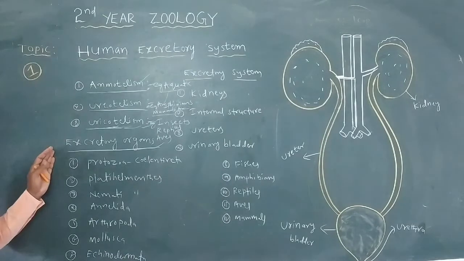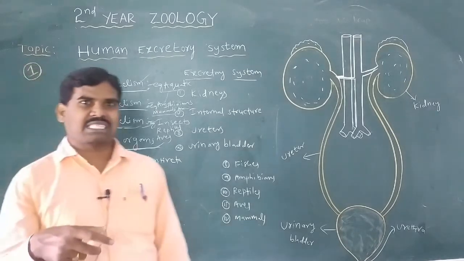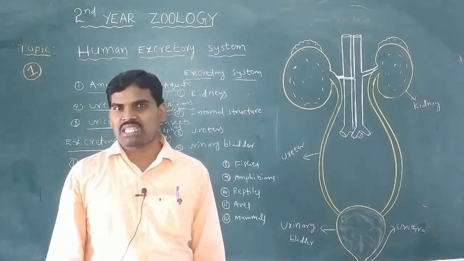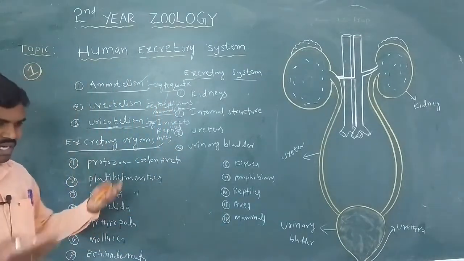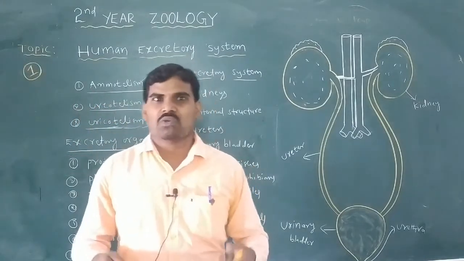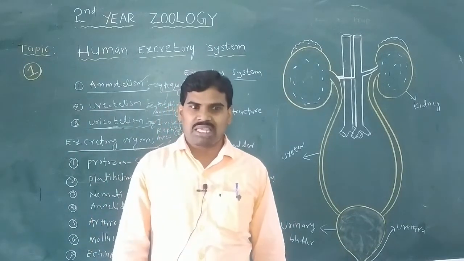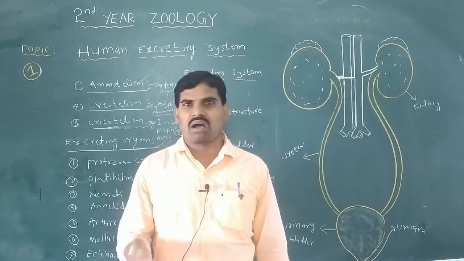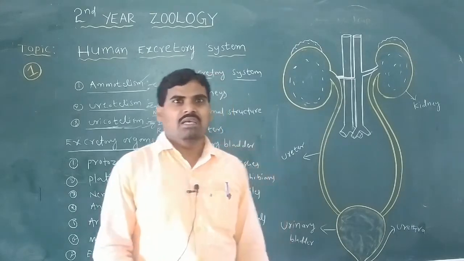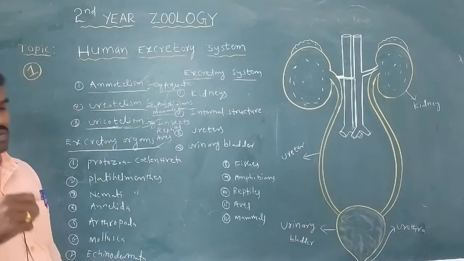So from protozoa up to mammals, different types of animals have different types of excretory organs. Mainly, excretory organs excrete nitrogenous waste materials, sending them out of the body. For example, in human beings, daily metabolic activities produce nitrogenous waste materials such as ammonia, urea, or uric acid, and these are released and sent out through the body.